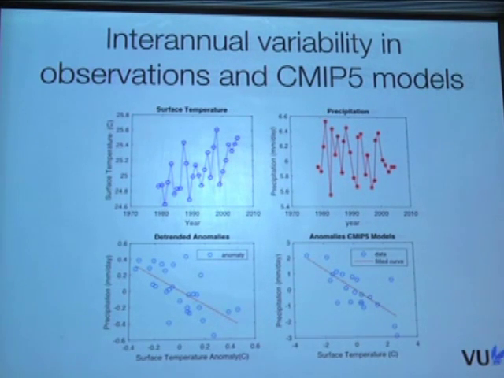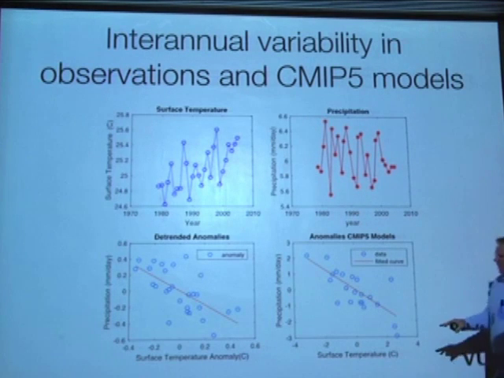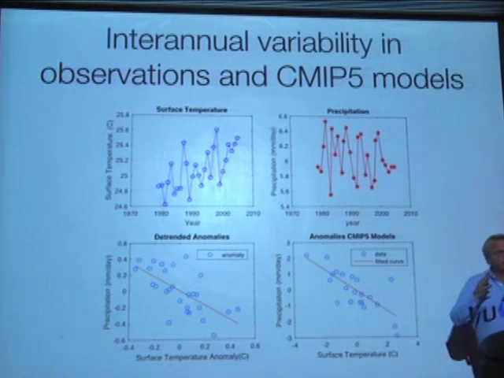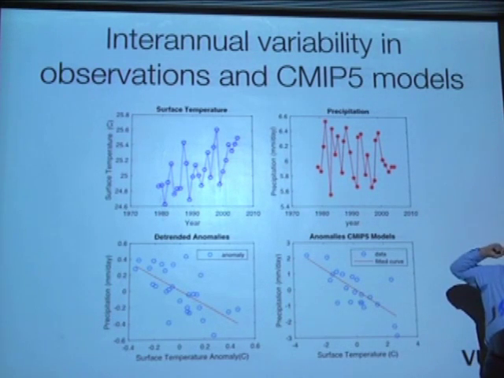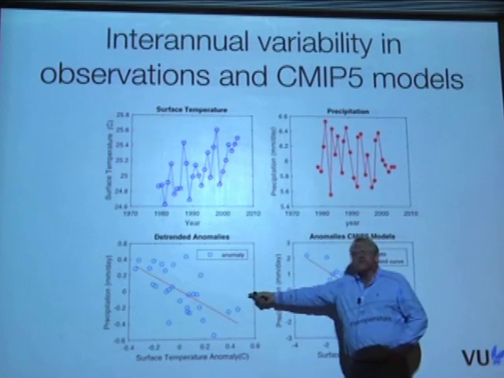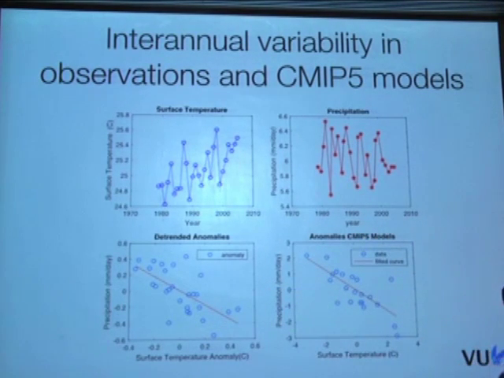Now, what you can do next is, this is one model, that's another model, that's another model. For each of these models, you can look at the interannual variability, like in this graph here, and make a graph of this and derive the slope. The slope is the sensitivity of precipitation for a change in surface temperature, so dP/dT. So we calculated 21 slopes for each of these models.